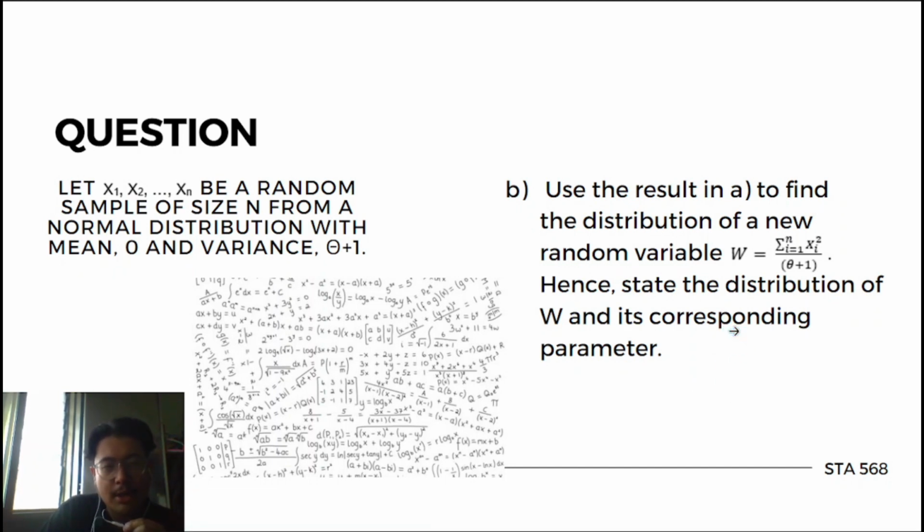Next, let's move to the next question. For question B, we need to use the result that we found in A to find the distribution of the new random variable W equal to the sum of xi squared from i equals 1 to n, over theta plus 1. Hence, find the distribution of W and its corresponding parameters.